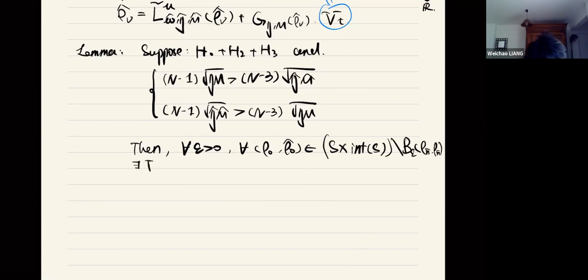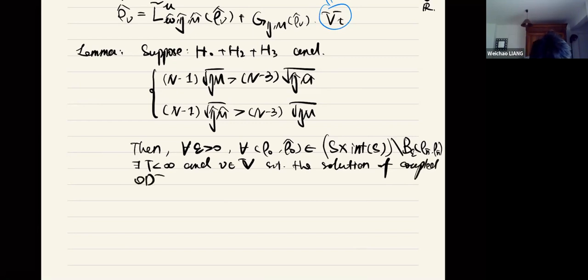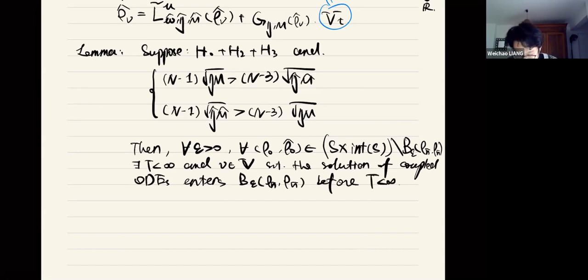There exists a finite time and a control input, a piecewise constant function, such that the solution of the coupled ordinary differential equations can enter such a neighborhood in finite time, which means before T, which is positive and finite.